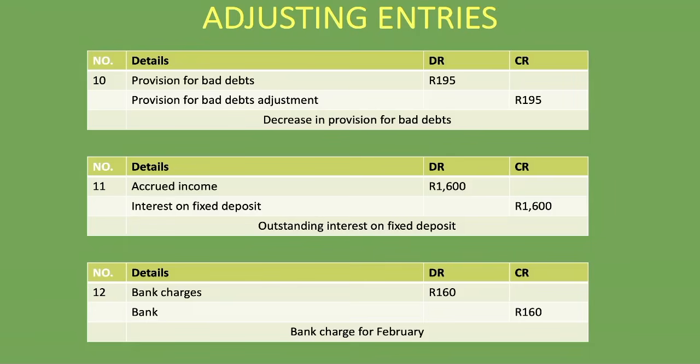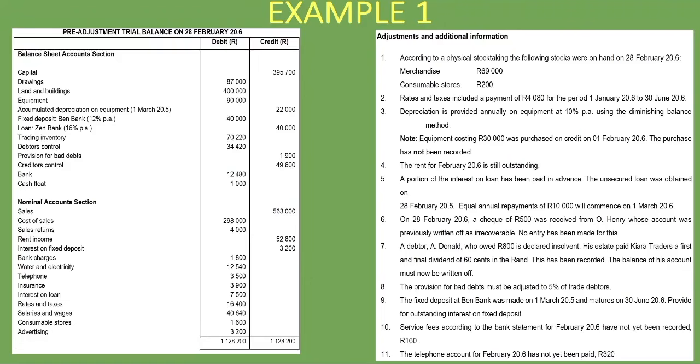160 rand. Now they used the word service charges. They could have used bank charges, and you'd still do the same thing that we have just done. And the narration there is bank charge for February. Then we can go back and do the last one.